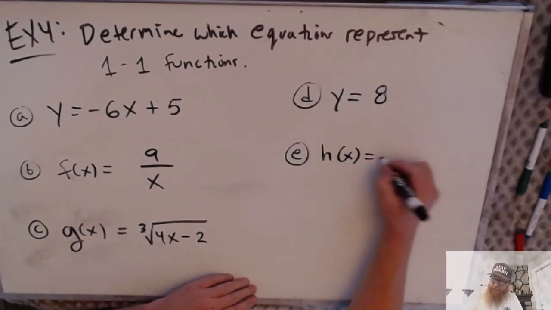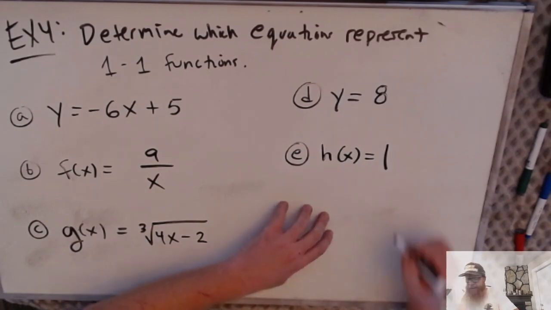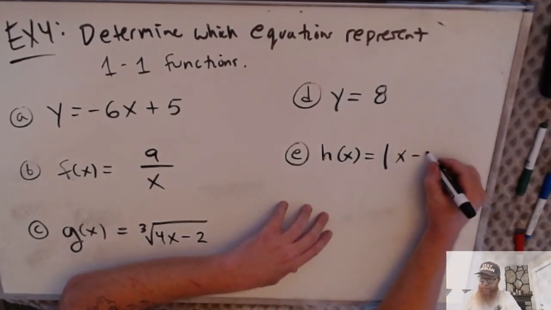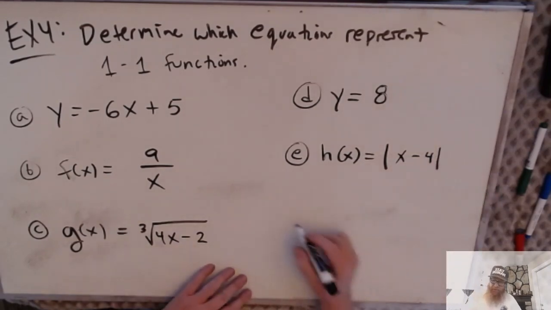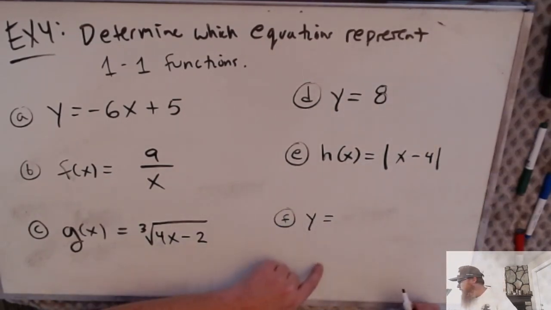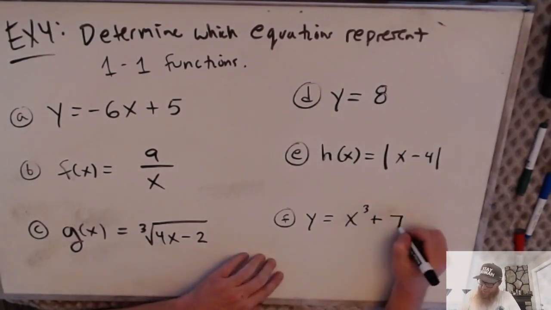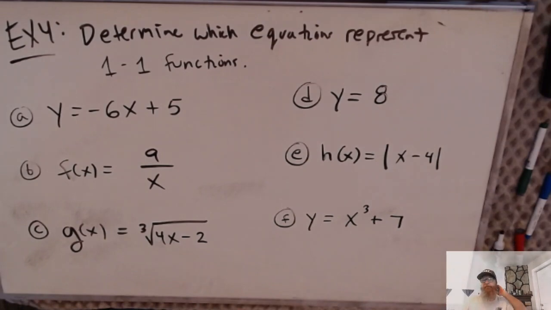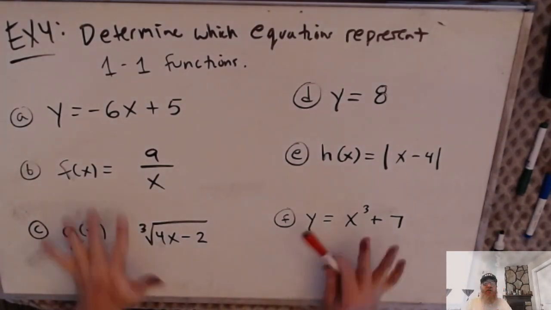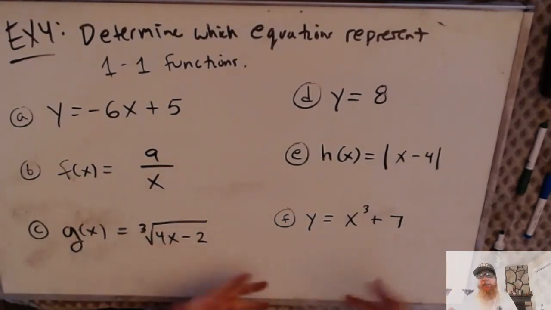H of x equals the absolute value of x minus 4. And y equals x cubed plus 7. So we can do this just by looking at the equation and comparing it to the different types of functions that we have.